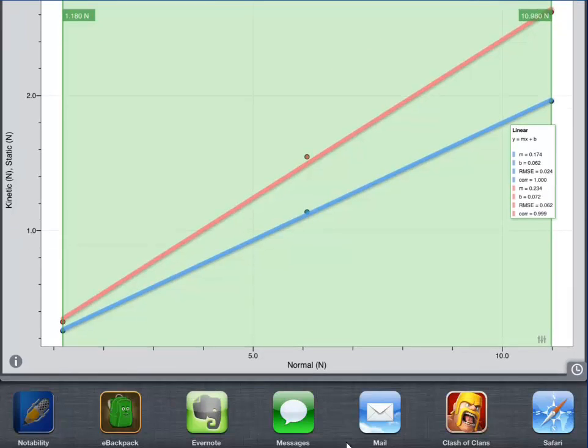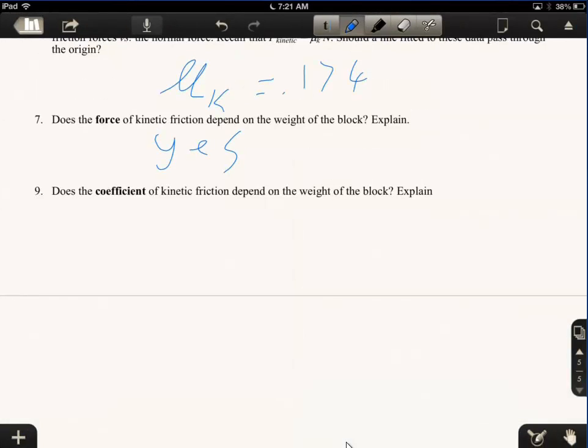The last question on the lab said, hey, does the coefficient of friction depend on the weight of the block? The coefficient does not. Okay, the coefficient's the slope of the line, and the line didn't change slope. It was a linear graph. It didn't get steeper or less steep. So no, coefficient is constant, but the force increases directly with the normal force. Okay, there's actually a couple problems I wanted you guys to look at in your book.